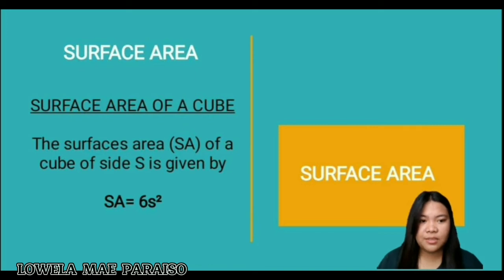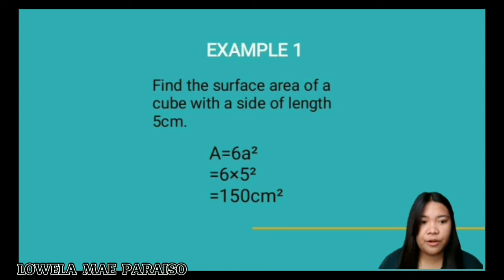The surface area of a cube of side S is given by SA, which is surface area, is equals to 6S squared. So, for the example, find the surface area of a cube with a side of length 5 cm. So, the formula is SA is equals to 6S squared.